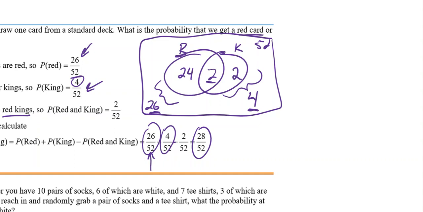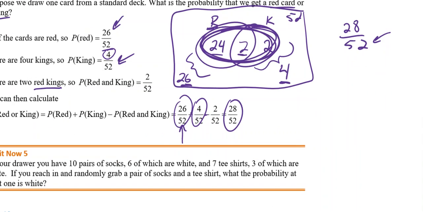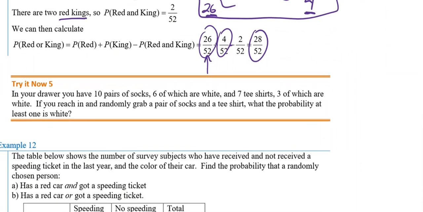Now from that we can figure out what the union is. That would be 24 plus 2 is 26, plus 2 is 28. So that would be 28 over 52. Just the union, all of the union over my total of 52. Okay, so I'm going to let you guys choose which way you want to do it. All right, moving on.